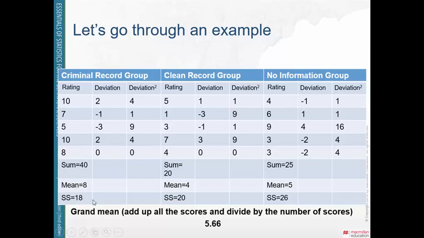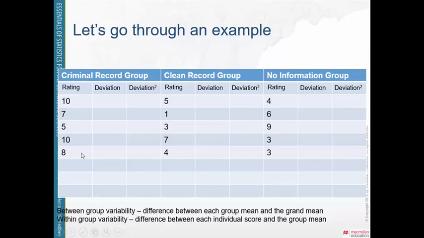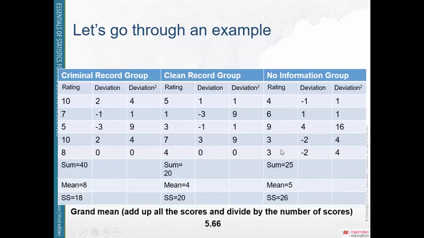Oh, and I had forgotten to ask you to find the grand mean. And if you recall, the grand mean is just adding up all 15 scores and dividing by 15. It's the mean of everybody in this group. So you add up all the scores and divide by the number of scores. In this case, the grand mean was 5.66. That's the overall guilt rating score for everybody.